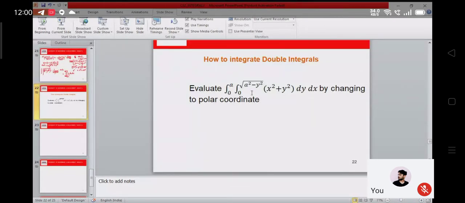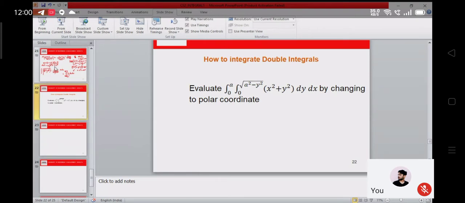So which variable does this limit stand for? Then this limit stands for which variable? This root under a square minus y square stands for the x variable, right? And the last limit is for the y variable. Now think a bit: in which region are you integrating, what is your region of integration?